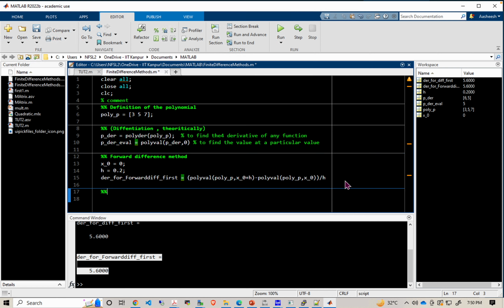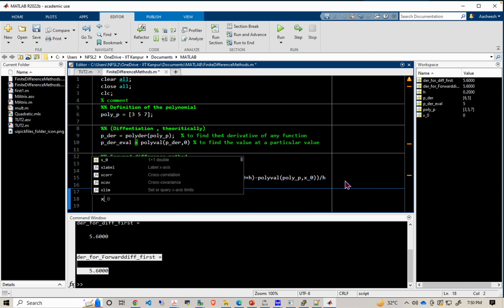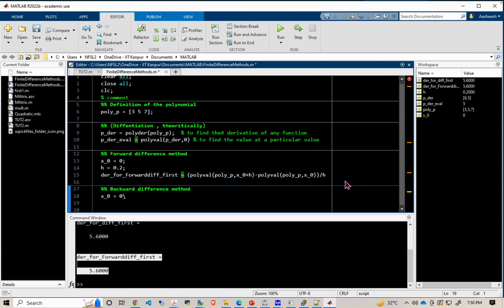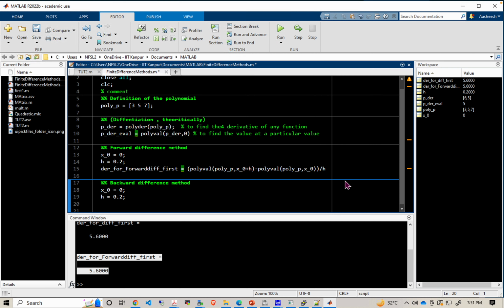Again, I am creating a section in which we also need x naught equal to 0. This value we need. h is equal to 0.2, the same approximation we have taken, but this derivative is for backward difference.